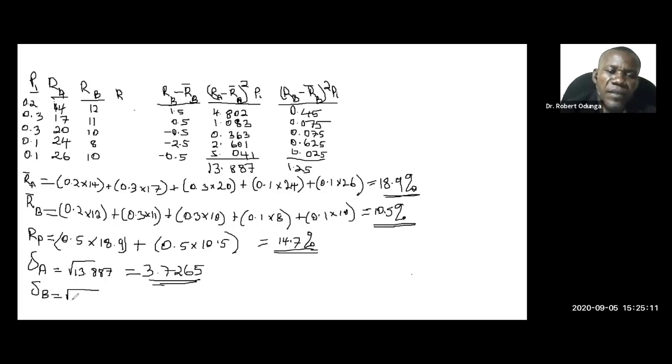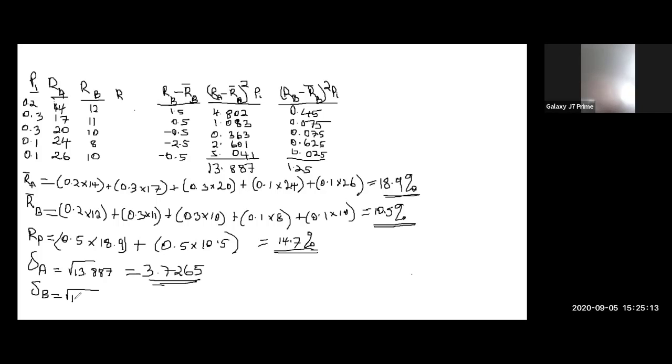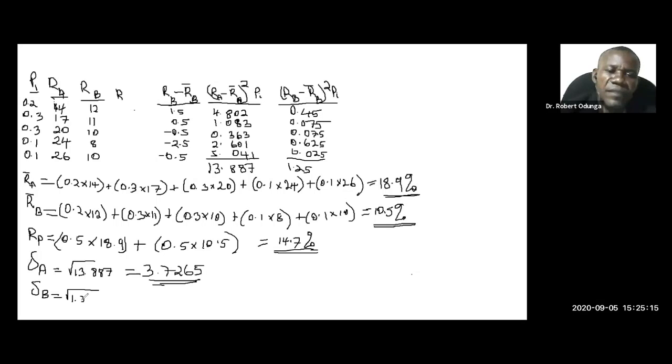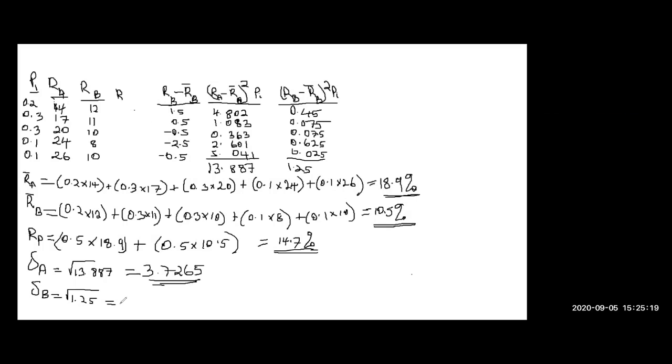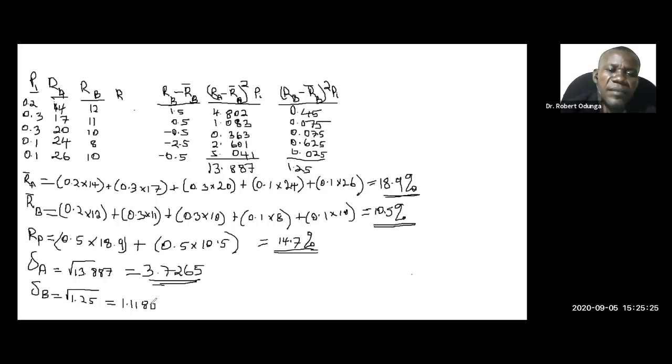So what is the square root of 1.25? 1.1180. So that's the risk for project A.